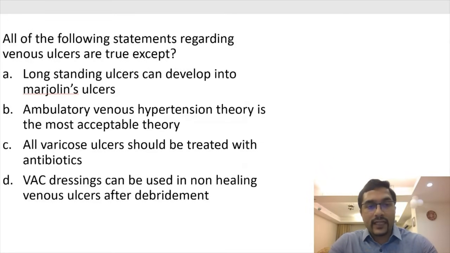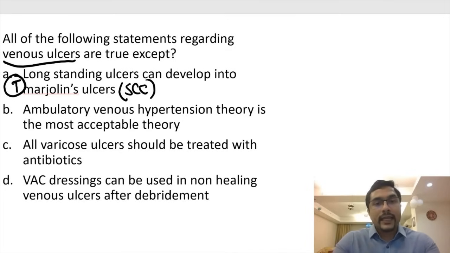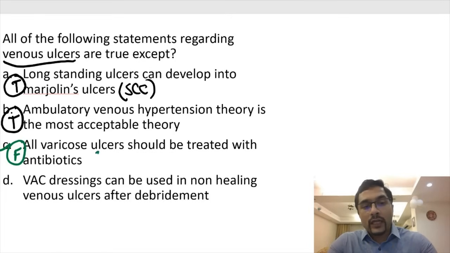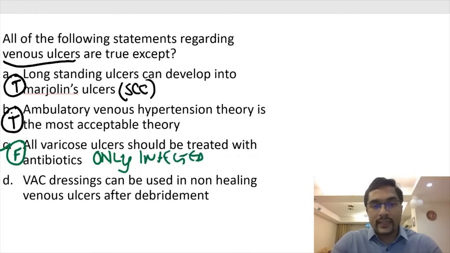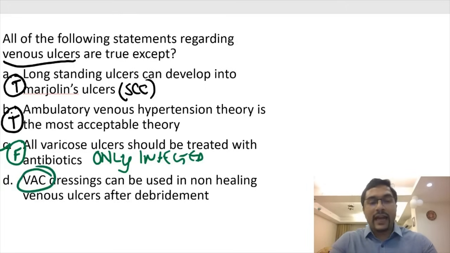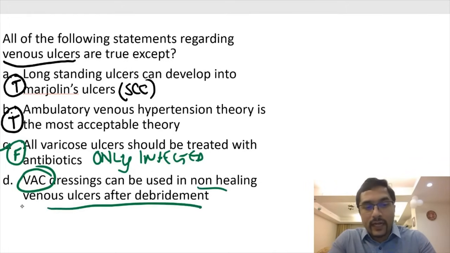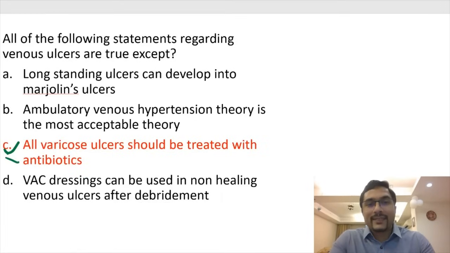Which of the following statements regarding venous ulcers are true except? So we want to know the false statement regarding venous ulcers. Long-standing venous ulcers can develop into Marjolin's ulcer. True. This was asked last year. Marjolin's ulcers are squamous cell carcinomas in long-standing venous ulcers. Ambulatory venous hypertension theory is the most acceptable theory. Correct. All varicose ulcers should be treated with antibiotics. This is false. This is the wrong statement. Only infected venous ulcers need to be treated with antibiotics. Otherwise, you don't give antibiotics. Neither oral nor topical. And VAC dressing. You know, VAC dressing is negative pressure or vacuum or suction dressing can be used in non-healing venous ulcers after debridement. This is also true. So the correct answer here is C.